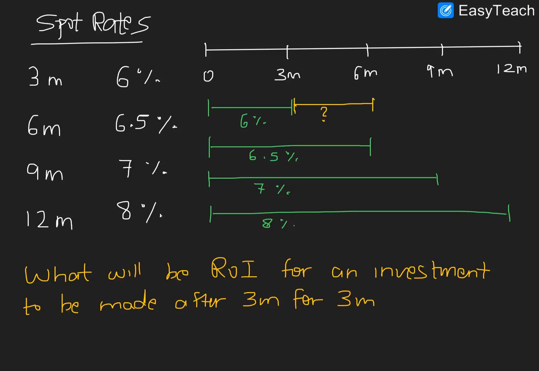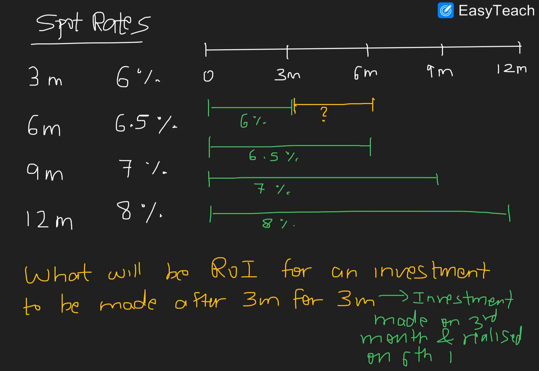So this essentially means that investment made on 3rd month and realized on 6th month. So I'm asking for this particular rate of interest where the investment will be made on the 3rd month and it is going to be realized on 6th month. So that is the rate that I'm asking for. So obviously this is not a spot rate, this is definitely a forward rate.